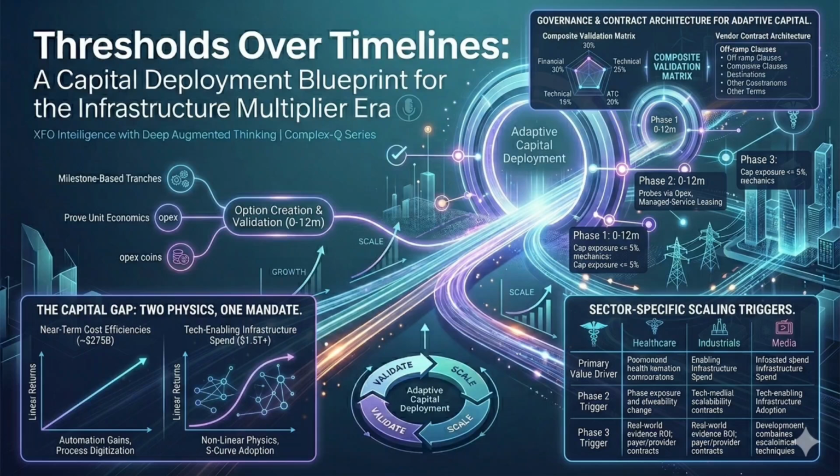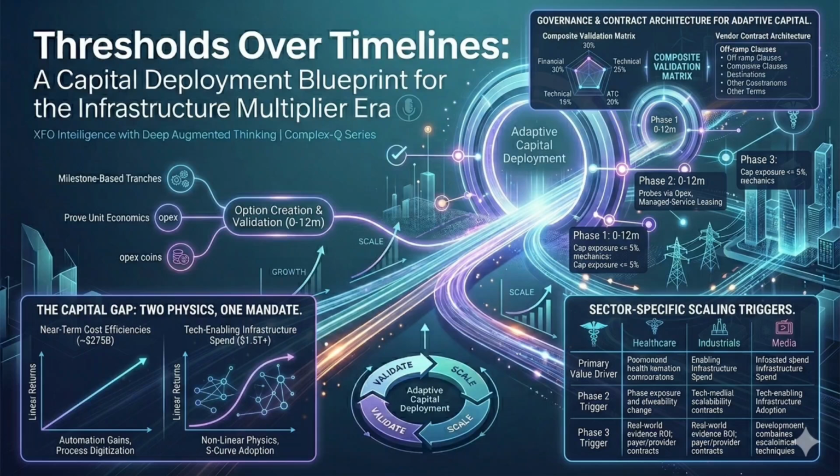Phase 1, option creation and validation, 0 to 12 months. Deploy only 10 to 15% of the budget. Prove unit economics, data readiness, and regulatory feasibility at minimal scale. Fund probes and cap exposure. No single unproven capability gets more than 5% of annual capex.